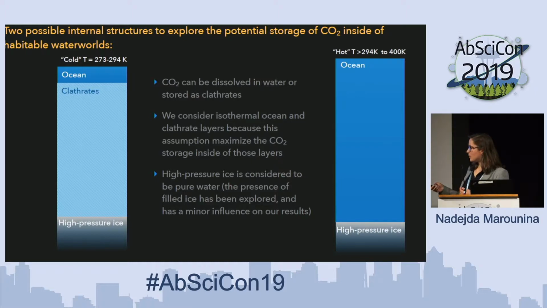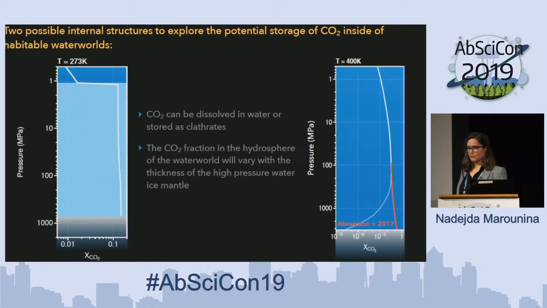So the CO2 can be dissolved in the ocean, or stored in clathrates. And for these first results, we consider that the high pressure ice is pure water ice. This is an example of an interior structure that we get with our model. Here for the cold version, you have the pressure and the composition of CO2 inside of the profile. The scales here are different. For the colder version, the shallow ocean stores a few percent of CO2, while the thick clathrate layer can store up to 15% of CO2.